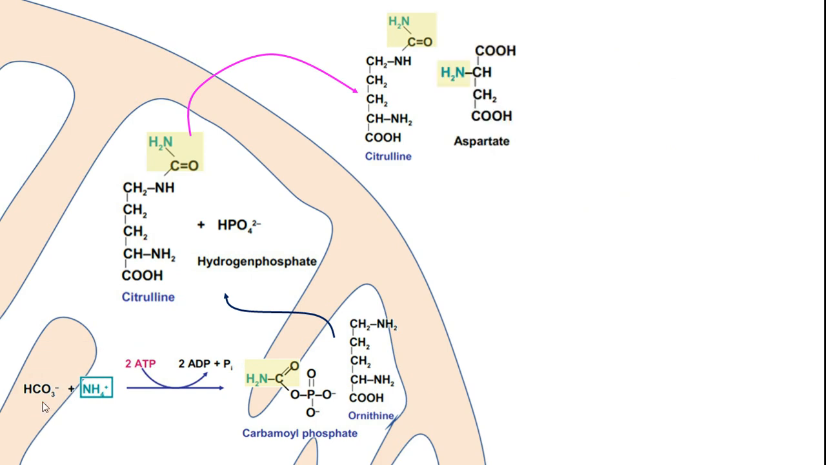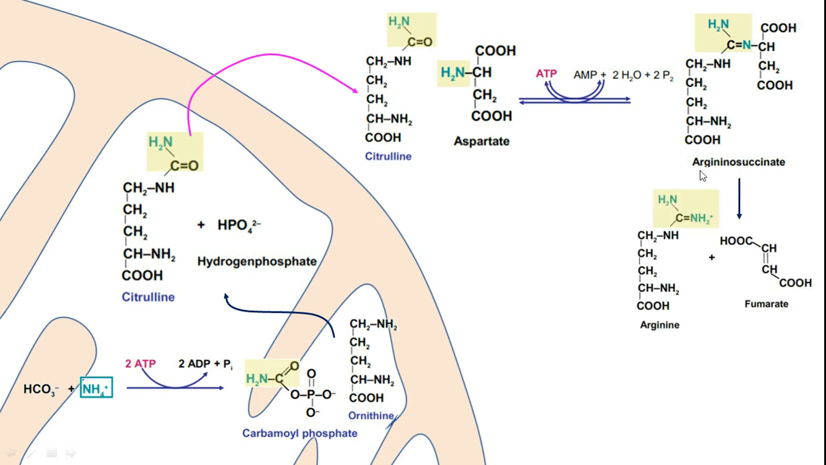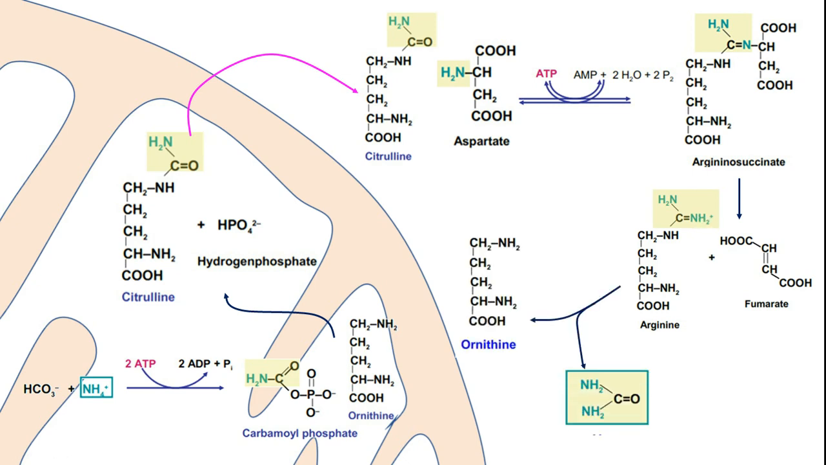The citrulline then reacts with aspartate to give us argininosuccinate. So this is an endergonic reaction where 1 ATP unit is consumed. So here you can see 2 ATPs are consumed, here 1 ATP is consumed. So that's why a total of 3 ATPs are consumed. This argininosuccinate then splits to arginine and fumarate. So here you can see the nitrogen that is coming with aspartate over here is now split. Okay, the aspartate became fumarate, the nitrogen remained over here. Then arginine gets hydrolyzed to give us urea.